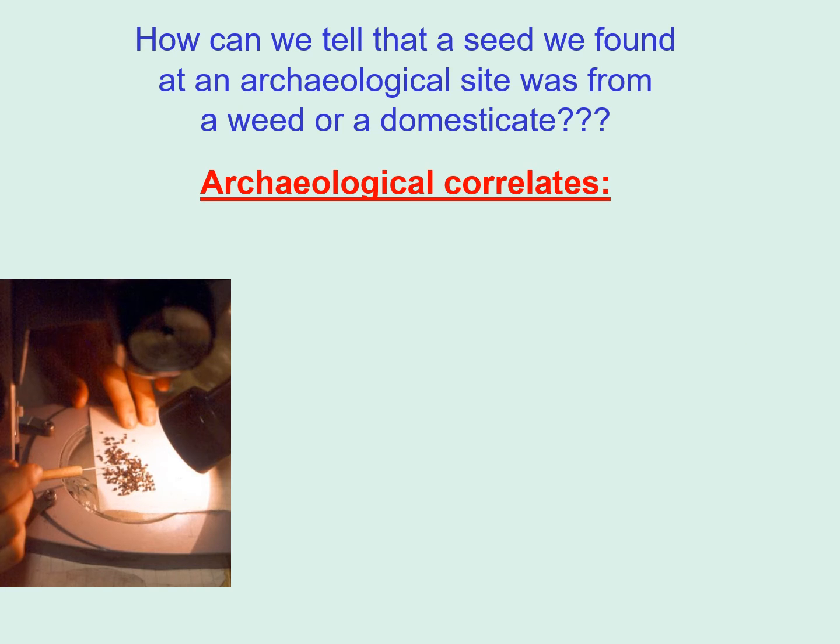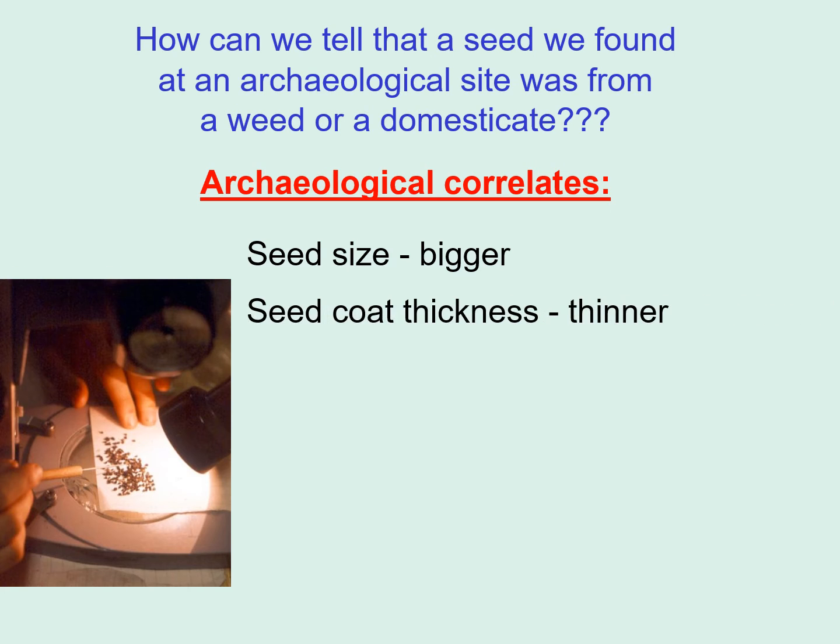So how can we tell that a seed that we found in an archaeological site was from a weed or a domesticate? Well, there are a couple of archaeological correlates. One is that through time, the seed size may become bigger. And I want to point out that to look at domestication in the archaeological record, you need a sequence. You need to see seeds through time or whatever roots that you're looking at. You need to see the sequence of change, the morphological change through time. The seed coat may become thinner.